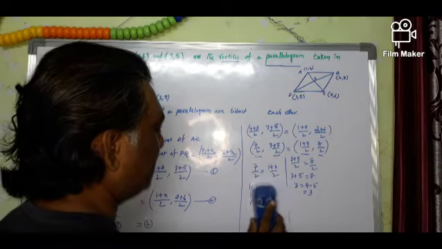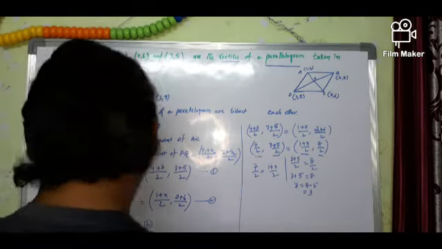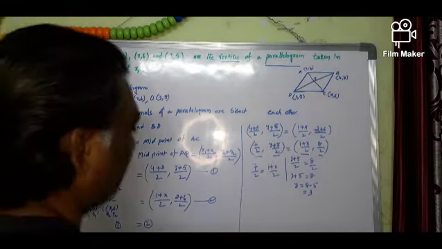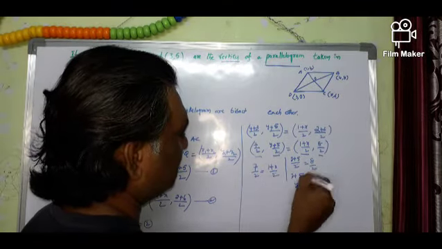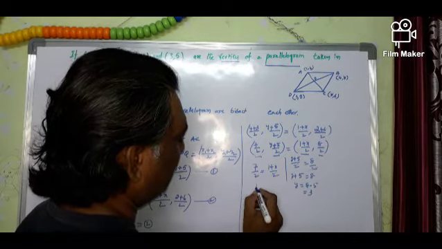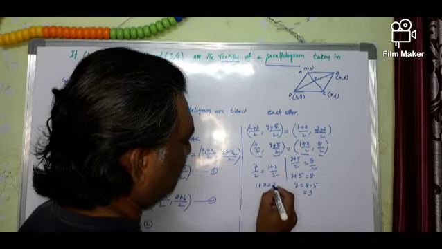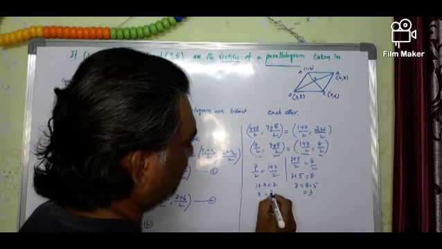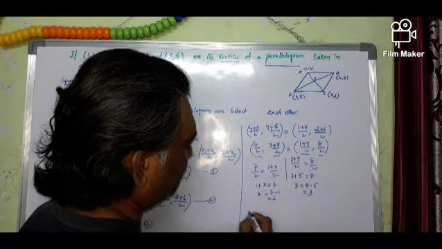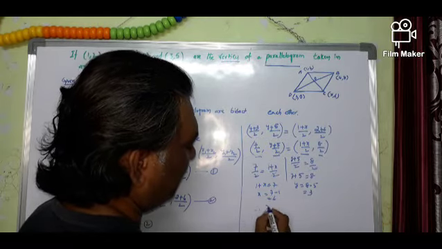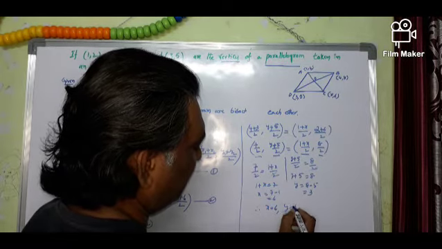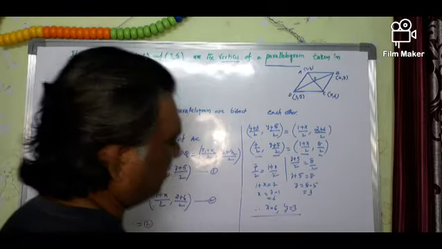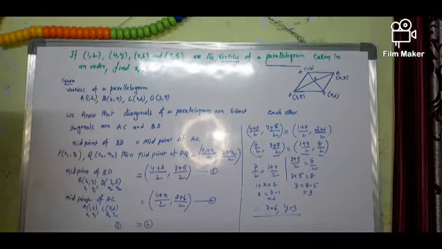Similarly for x, 2 cancels, so 1 plus x is equal to 7. x is equal to 7 minus 1, that is 6. Therefore x is equal to 6, y is equal to 3.